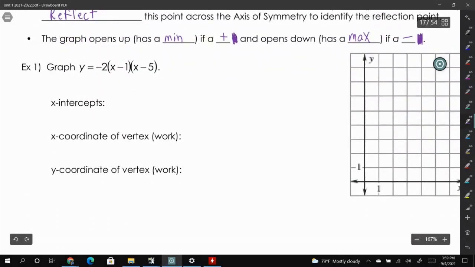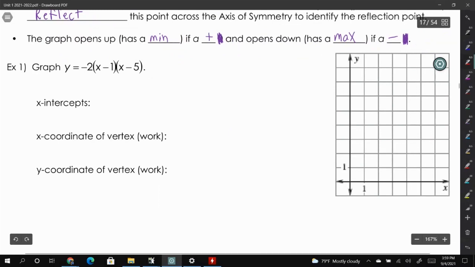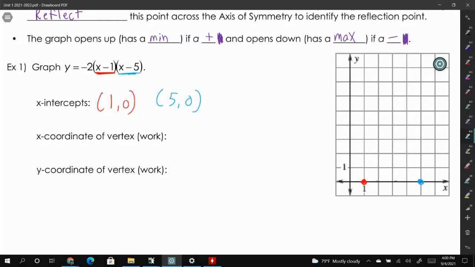So let's look at this problem here. First thing I want to do is find out our x-intercepts. So it's going to be the opposite of this negative 1, so it's going to be 1 comma 0. And then here we see x minus 5 is going to be 5 comma 0. So there are the x-intercepts.